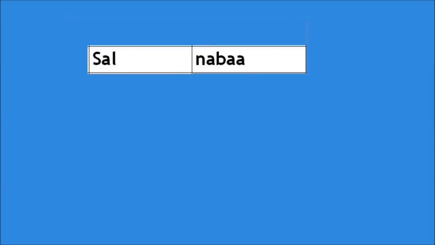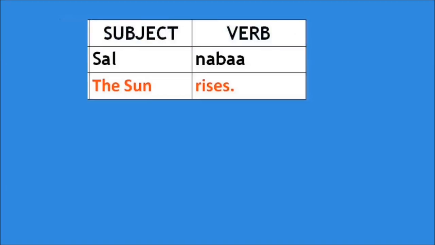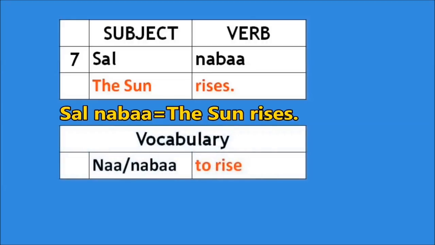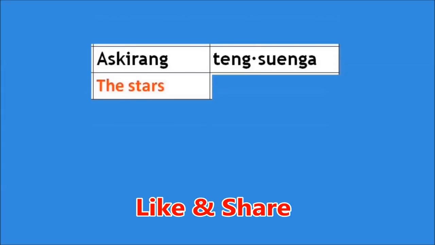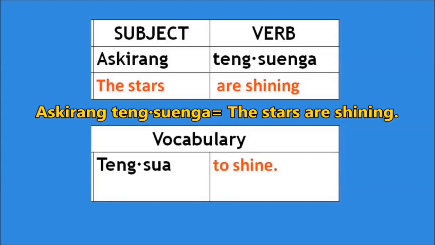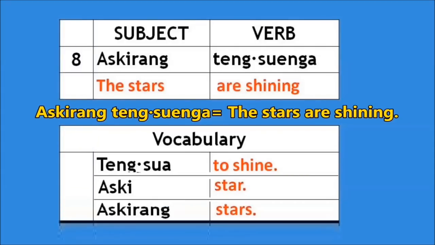Sal naba'a. Sal, the sun. Naba'a rises. Sal naba'a, the sun rises. Vocabulary, na or naba'a means to rise or appear. Askirang tengsuenga. Askirang, the stars. Tengsuenga, shining. Askirang tengsuenga. The stars are shining. Tengsua means to shine. Aski, star. Askirang, the stars.